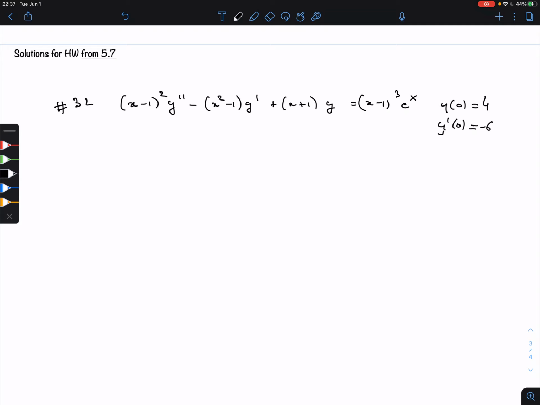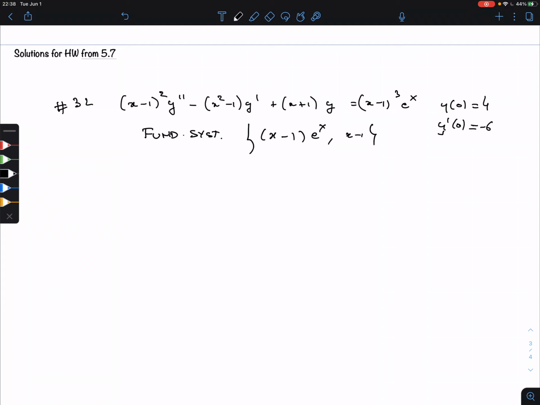Okay. Now, I forgot to write something. Namely, they gave us a fundamental system: x minus 1 and (x minus 1) e^x. This was a fundamental system of solutions for the homogeneous equation. So we don't have to work that out. We wouldn't really have good techniques yet, because this is not constant coefficients, right?